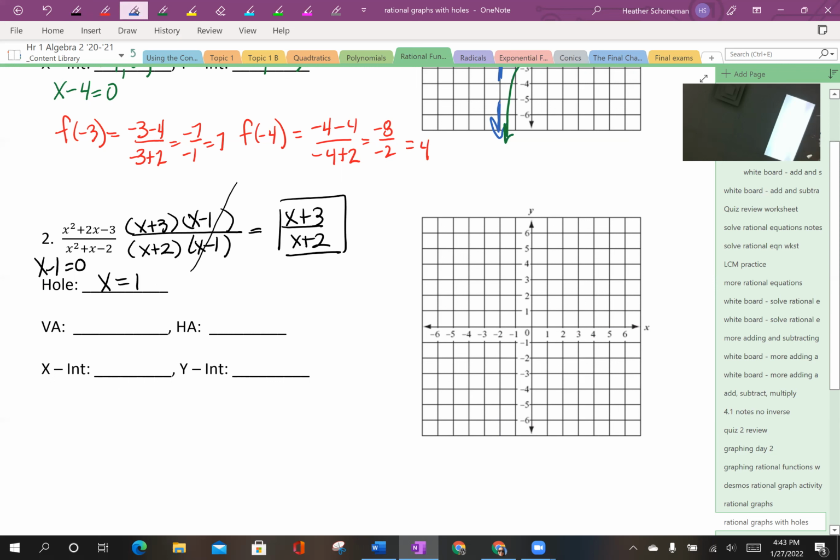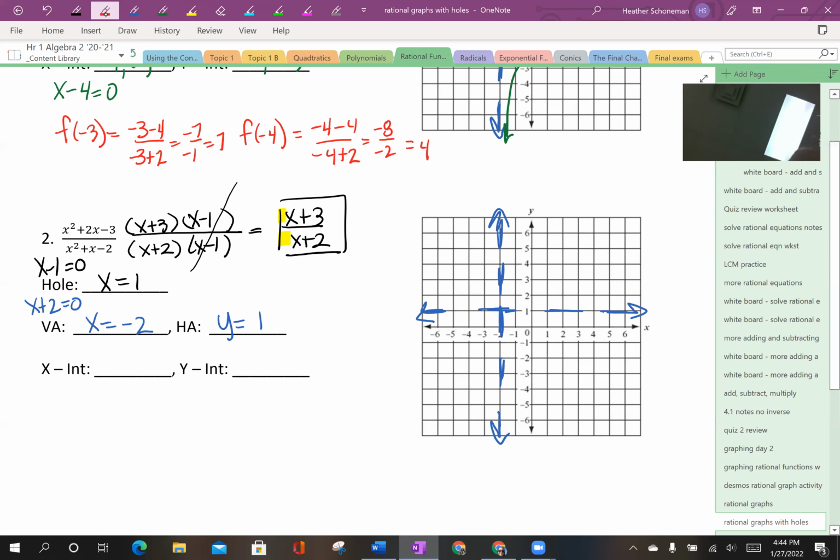My vertical asymptote is what makes the bottom 0. So I have x plus 2 equals 0. So it's going to be x equals negative 2. My horizontal asymptote is the ratio of the leading coefficients. And on these factoring ones, it's going to keep coming out to be 1 over 1, which is 1. So let's draw those lines. So I have a vertical line at negative 2. I have a horizontal line at 1.